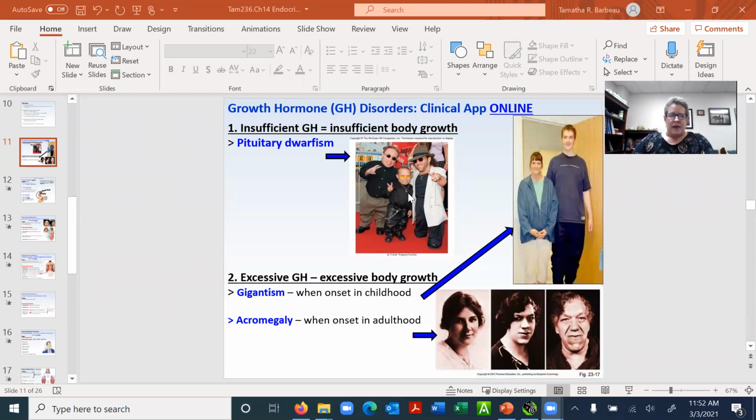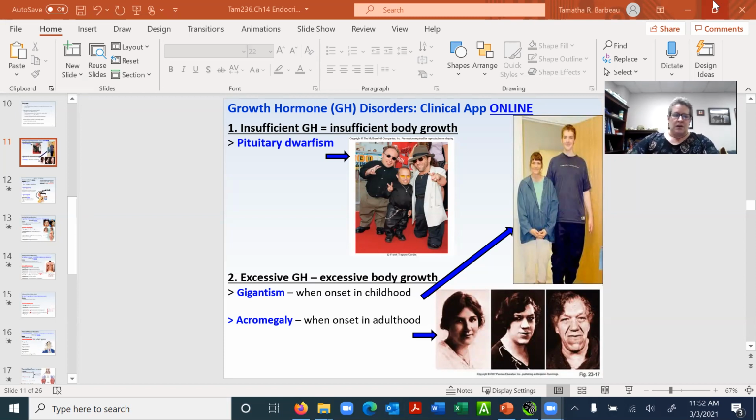Now, the reason that parents mark their children's height, their growth, on a door jamb or something, is they're trying to keep track of their growth milestones for their age. And if a child is not meeting what they should be at their age, they probably need to go to a pediatrician and make sure that growth hormone levels are normal.